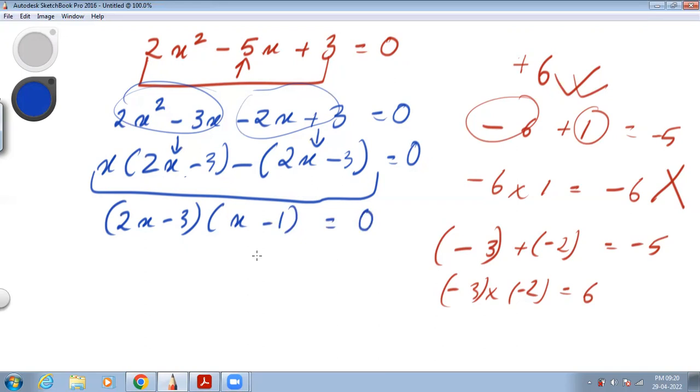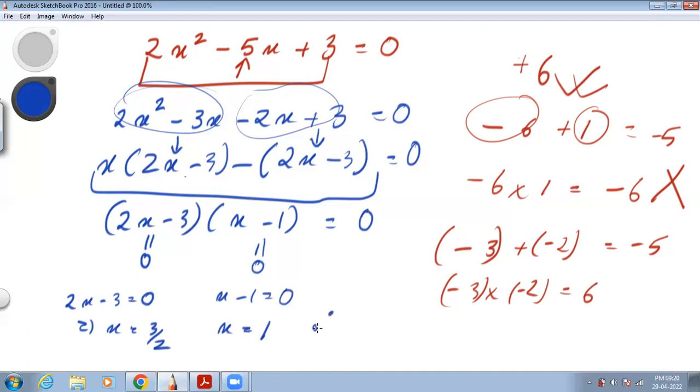So why are we factorizing it? Because now the roots of this equation are nothing but equating these individual linear equations to 0. You'll get the individual roots. So 2x minus 3 equals 0, then you get x equals 3 by 2, and x minus 1 equals 0, you get x equals 1. So therefore x is equal to 3 by 2 or 1. These are the two solutions, or you can say two roots or two zeros of the quadratic equation.